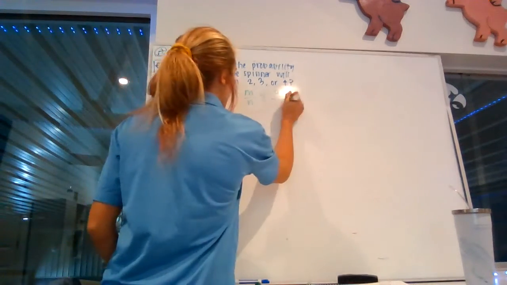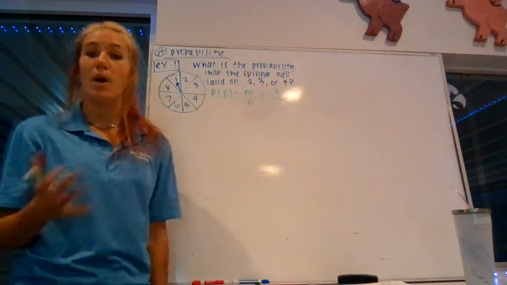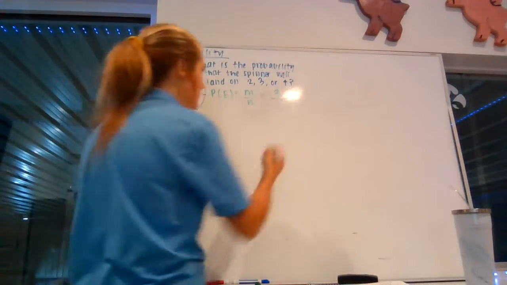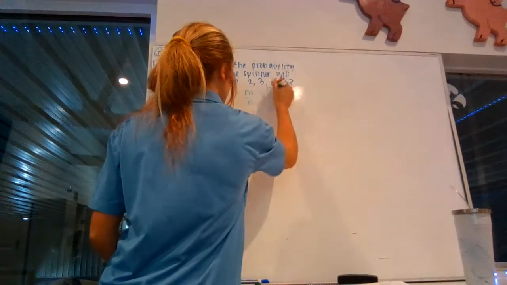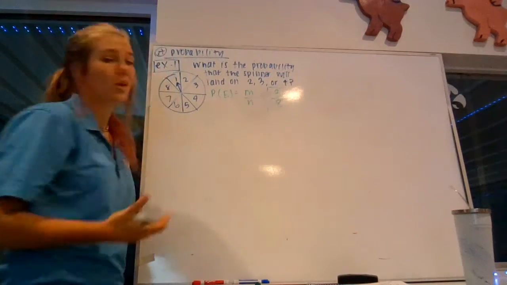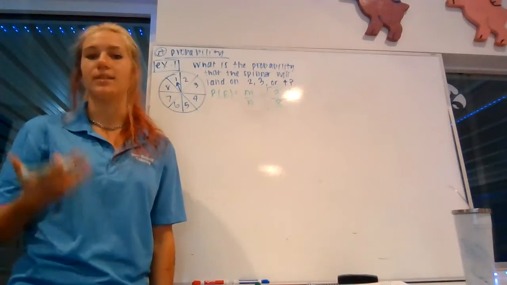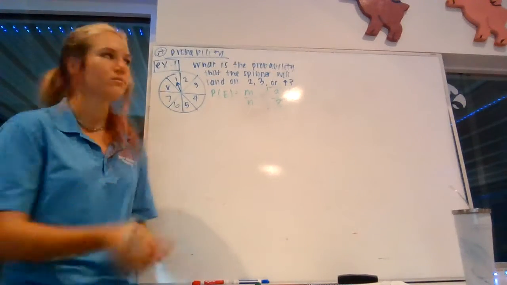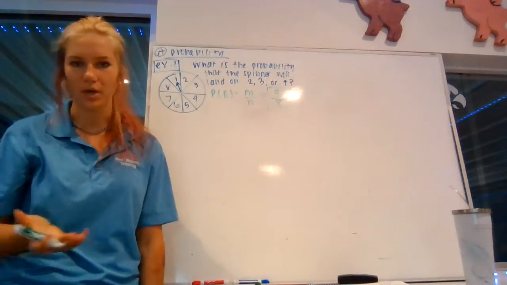So then we're going to divide that by the total number of possible outcomes, which in this case is going to be 8 because there's 8 different regions. So that is just going to be your final answer. 3 divided by 8 is the probability that you land on either a 2, a 3, or a 4 when you spin the spinner in this problem.